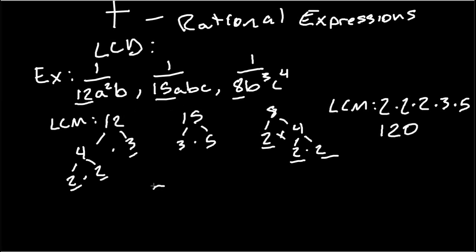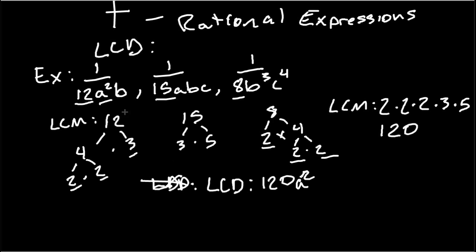So we're off to a good start. Our LCD, let's write that again, LCD. So far we've got 120. Now, move on over to our first variable, A. What we're going to do is write down the variable with the highest power. So here's A squared, A, and no A. So our highest power of A is A squared.